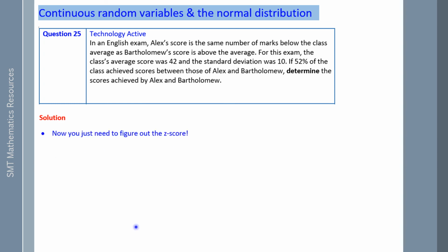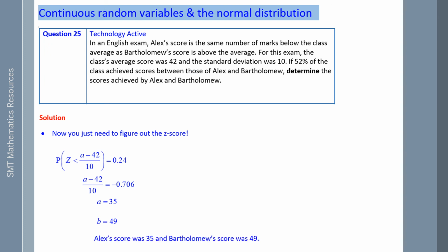Now you just need to figure out the z-score. So a certain z-score produces an area of 24%. So X minus mu over sigma has to produce 24%. So using the inverse calculator button on our calculator, we get the z-score as being negative 0.706. We then multiply both sides by 10, add 42, and A is 35. Now if this kid, Alex, is 35 and the mean's 42, he's 7 marks below the mean, which means that if Bartholomew is the same above, we go 42 plus 7, and he would be 49. Alex's score was 35, and Bartholomew's score was 49.